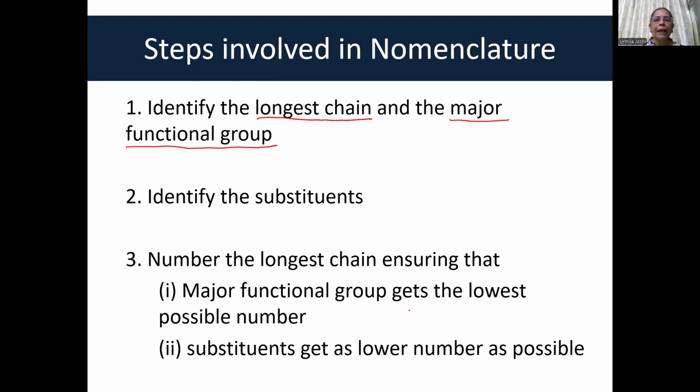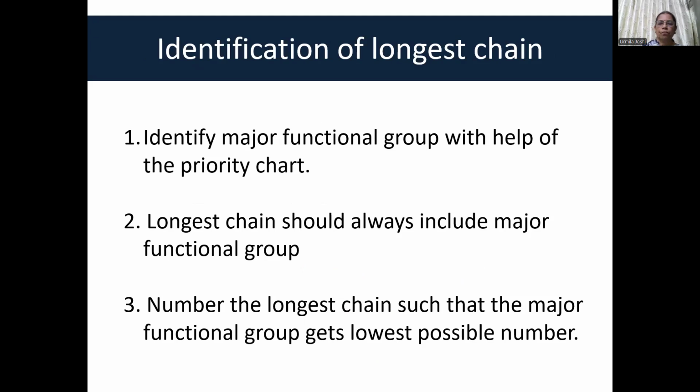and the numbering should be such that the major functional group gets the lowest possible number and substituents get as low a number as possible. The major functional group will be identified with the help of the priority chart that I will be flashing. Longest chain should always include the major functional group as I mentioned.